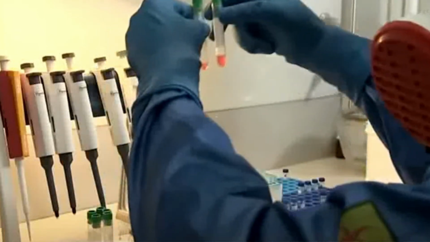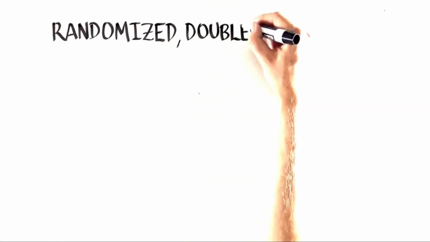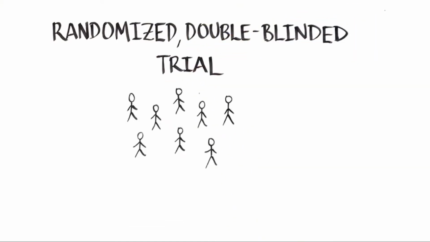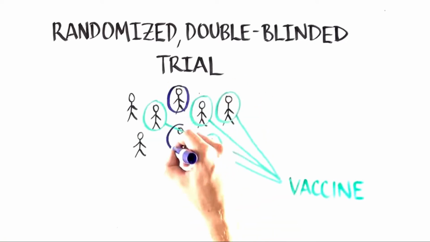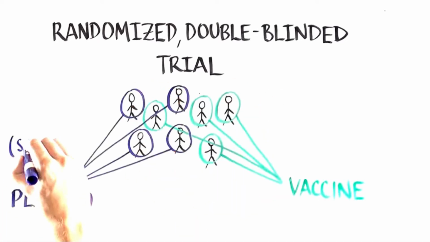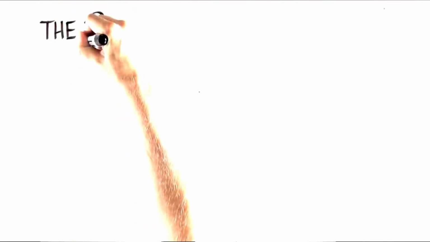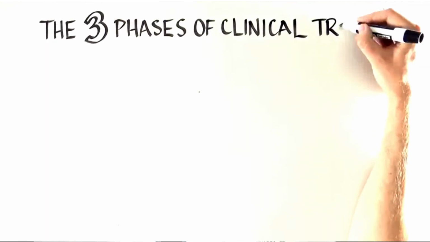What we do is what we call a randomized double-blind trial. This means that both the volunteers and the researchers do not know who will get the vaccine or who will get the placebo. The researchers will report what is told by the volunteers. The three phases of a clinical trial will take several years.